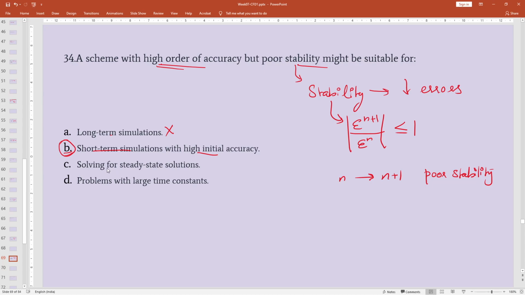If you are taking option C and D, option C says solving steady-state solutions. But a steady-state solution means that with respect to time, the variable is not varying, the phenomenon is not varying with respect to time. But there also, if we are going for iterations, there will be multiple steps. So in that case also stability will come into the picture. It is not the time stepping, but the iterative steps. So in steady-state solution also, when we are going for iterations, stability is an issue. And also we can't say steady-state solutions will be short-time solutions. And option D is entirely out of context. It is saying large time constants. So our answer is option B.